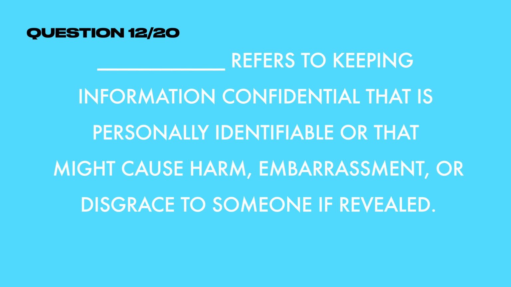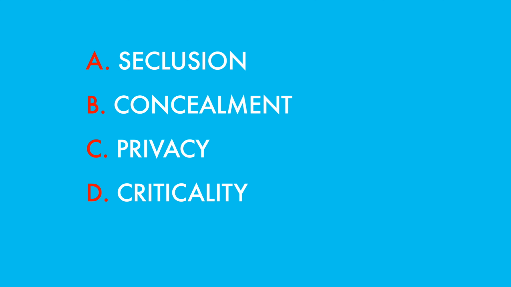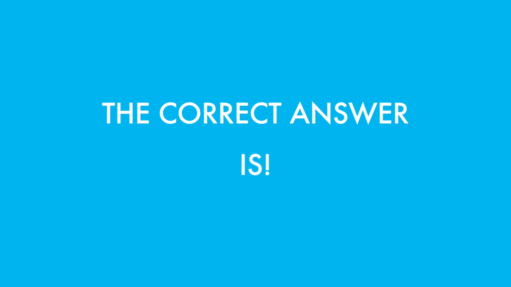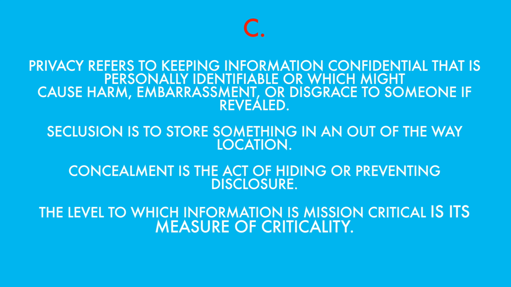Question 12 of 20. Dash refers to keeping information confidential that is personally identifiable or that might cause harm, embarrassment, or disgrace to someone if revealed. A. Seclusion. B. Concealment. C. Privacy. D. Criticality. The correct answer is C. Privacy refers to keeping information confidential that is personally identifiable or which might cause harm, embarrassment, or disgrace to someone if revealed.